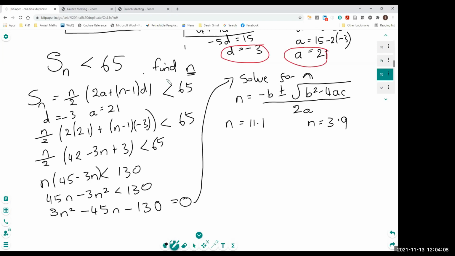Okay, so don't forget that we had an inequality here. So n is greater than 11.1 or n is less than 3.9. So we can't use 11.1 as a term. There's no such thing as term 11.1. So the term is either term 11 or term 12. And in this case, sorry, that's 3.9.